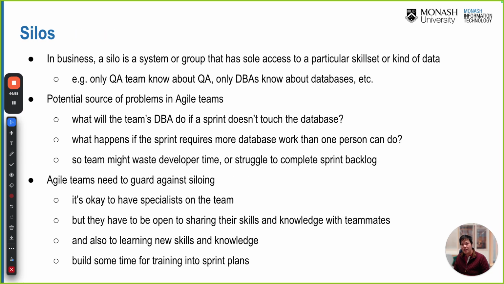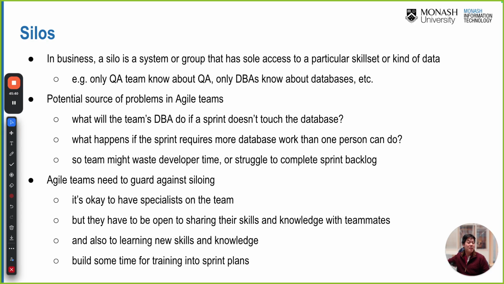And in the real world, in business, a silo is a system or group that has sole access to a particular skill set or kind of data, right? For example, only the QA team knows about QA and they have no clue about the other things. This is really a silo. It's not cross-functional, okay? It's a potential source of problems in Agile teams, because when you ask the database team, can you create the database, do the queries? Yes, I do this. The rest have no idea how to write the Python code with the SQL commands.